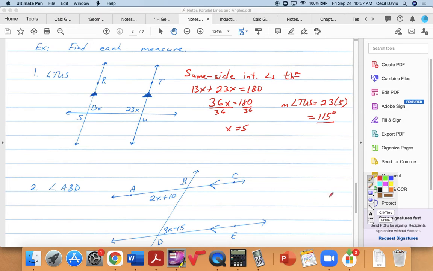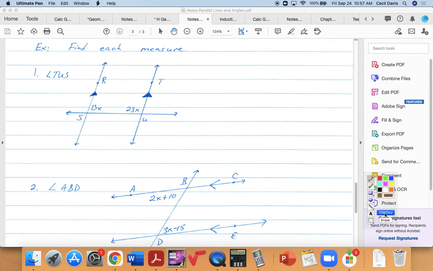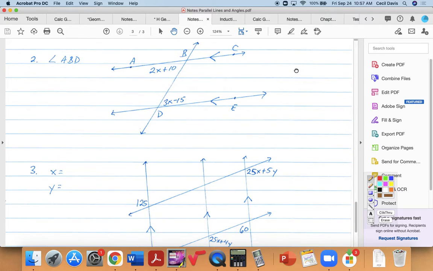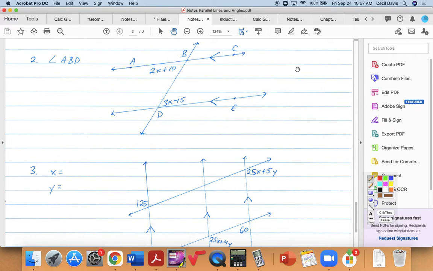Okay? All right, let's go on to number 2. So again, I have parallel lines that are crossed by a transversal, so all those angle relationships are going to be true. Now, what type of angles are the 2x plus 10 and the 3x minus 15? Alternate interior angles. Okay. And when I have parallel lines, what do I know about alternate interior angles? They're congruent because of the alternate interior angles theorem.